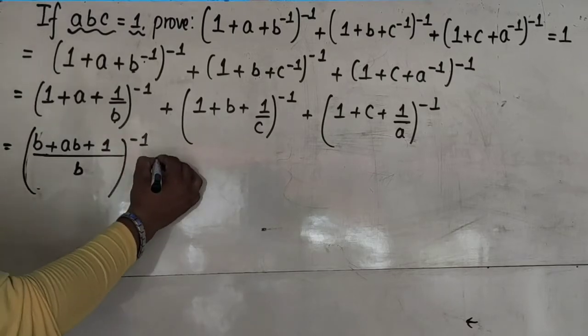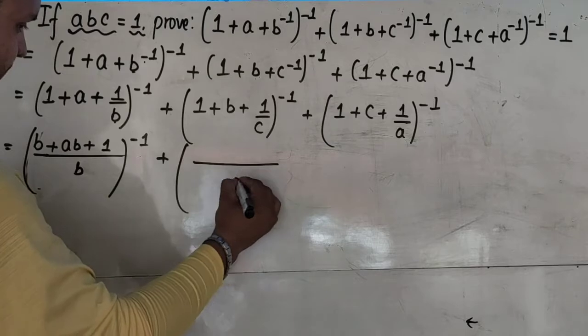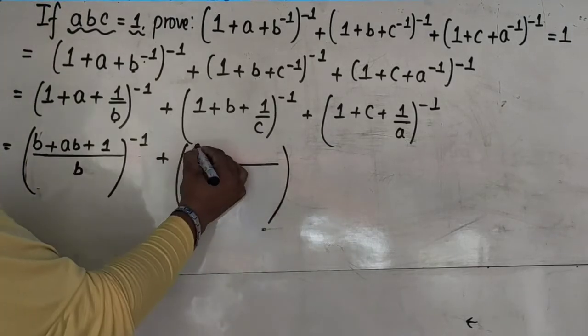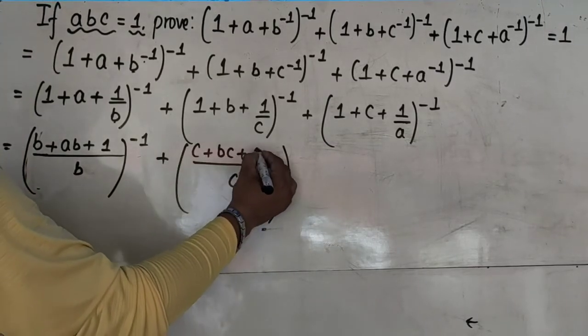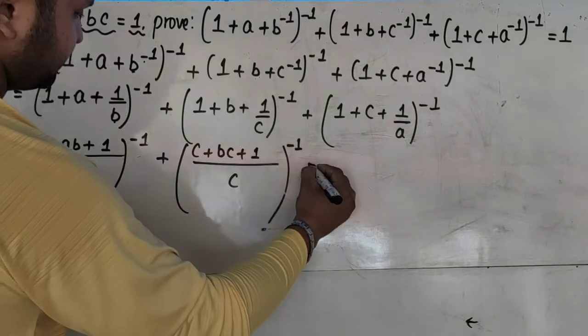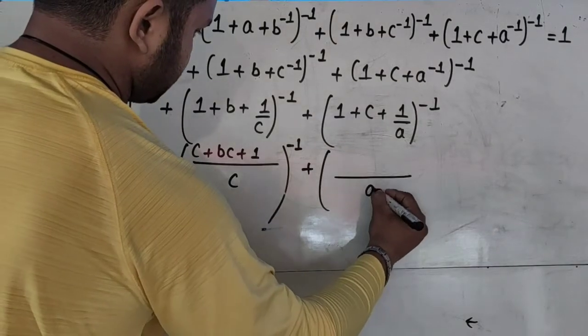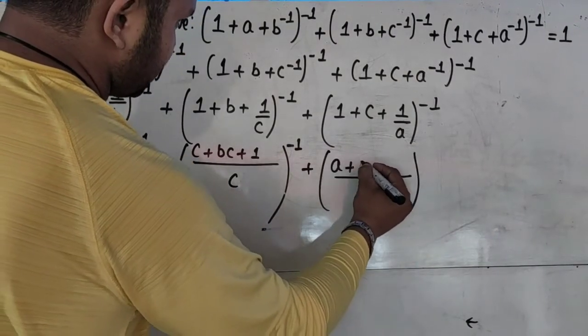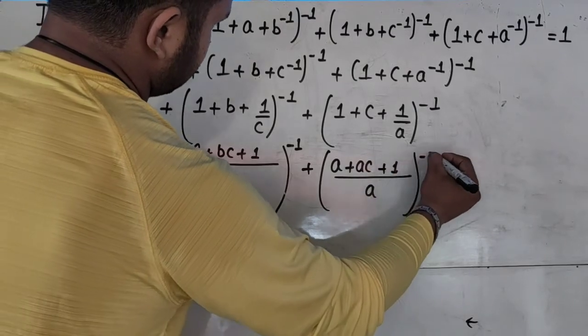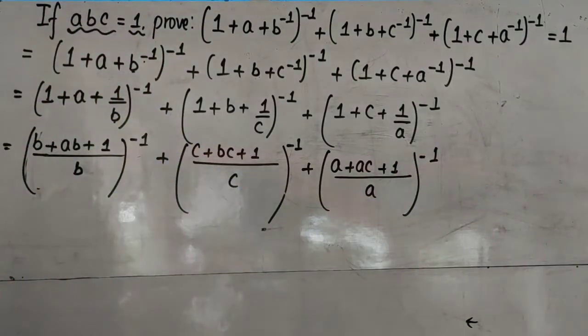Now in the similar way, the LCM is C, and then C plus BC plus 1 with the power minus 1, and the LCM is A, so A plus AC plus 1 with the power minus 1. Okay, we got these things here.